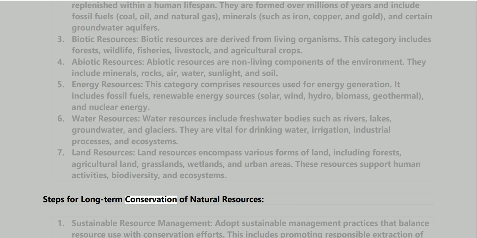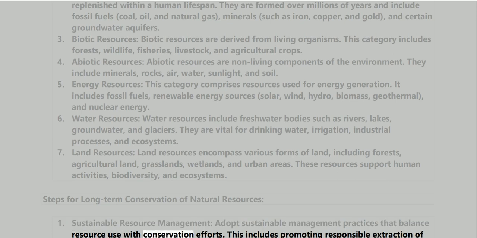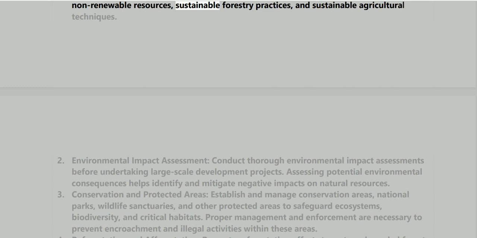Steps for long-term conservation of natural resources. 1. Sustainable resource management. Adopt sustainable management practices that balance resource use with conservation efforts. This includes promoting responsible extraction of non-renewable resources, sustainable forestry practices, and sustainable agricultural techniques.